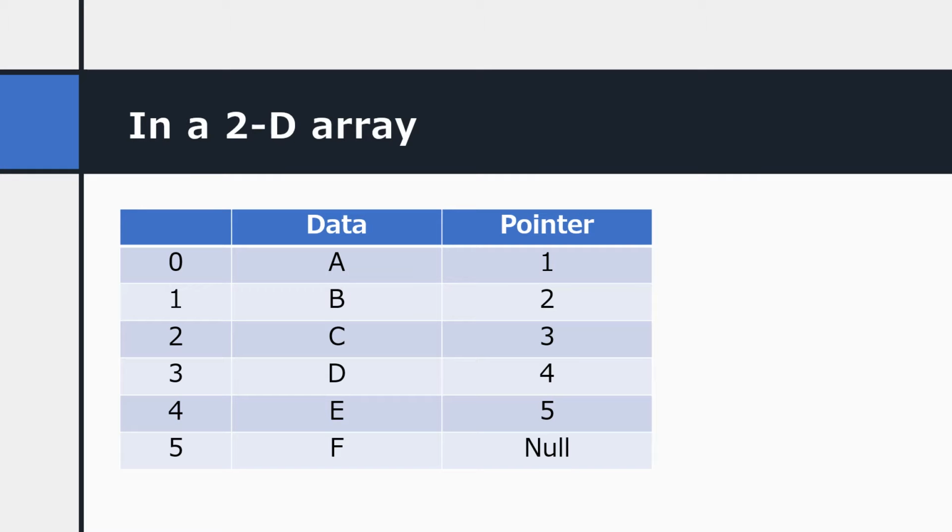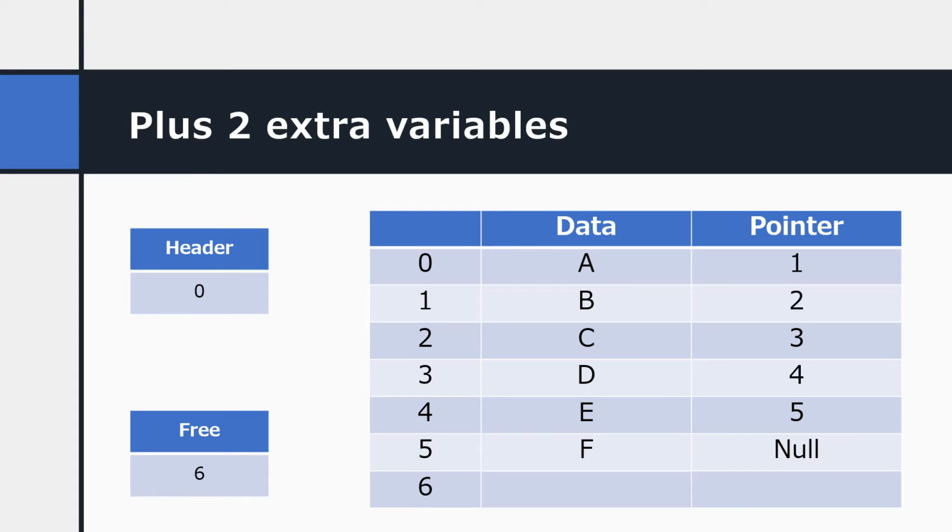We can also visualize a linked list as a set of data values in a 2D array. When the computer works with a linked list, it has to remember two extra values: the position of the header, this is where the linked list starts, and a location of a free pointer. This is where we can store new items of data.